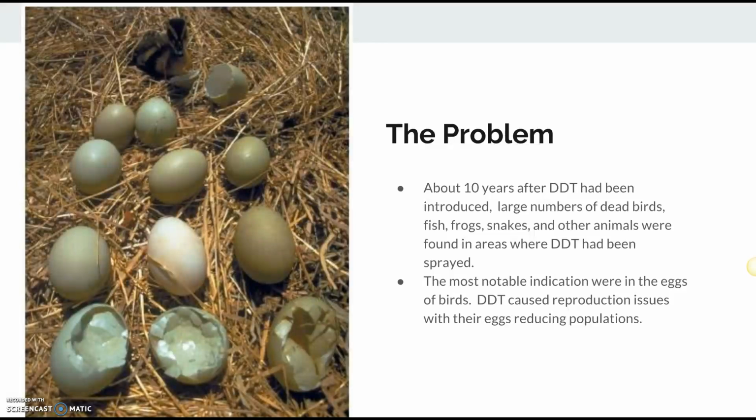So what was occurring was the birds were laying eggs. They were fertilized eggs with chicks inside of them that were starting to develop. So the birds would sit on top of them to keep them warm, and because the shells were so flimsy, they were actually crushing their offspring, and they were killing them. So the population of birds started to decline very quickly because the eggs were not able to be formed properly.